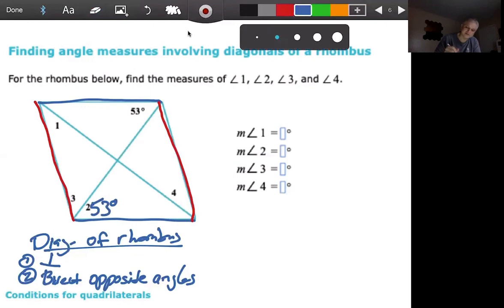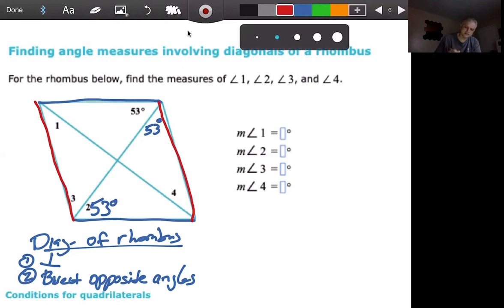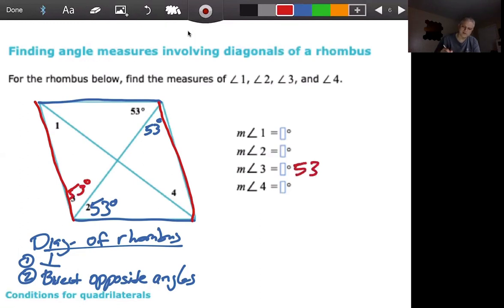So that means that if this is 53, this is 53. Isn't that cool? Right? So we got alternate interior angles here again, 53 to 53. So I know angle 3. We already knew angle 2. Okay? Now what about angles 1 and 4? Well, angles 1 and 4 are alternate interior angles, but we don't know either one of them.